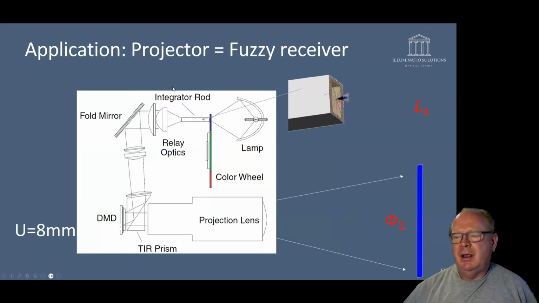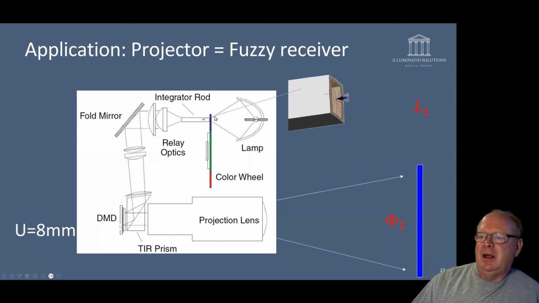Years ago, I had to deal with a DLP projector, and the question was, how should I shape the reflector and the distribution of light inside this integrator rod? It's going all the way to the left through this rod, some optics, some prism, the DMD and projection lens, and I measure light on the screen.